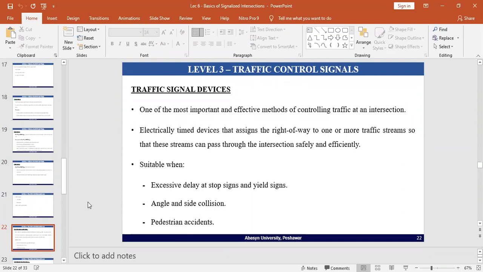I had already told you in the previous class about the hierarchy of strategies for avoiding accidents at an intersection. For example, if you have an intersection and the stop and yield signs don't work, you can move towards a roundabout. But if the traffic volume increases, the roundabout won't work, so you will have to use a signalized intersection.